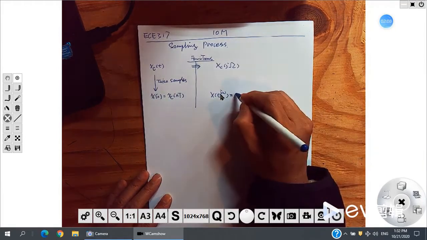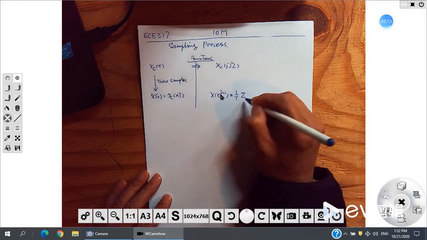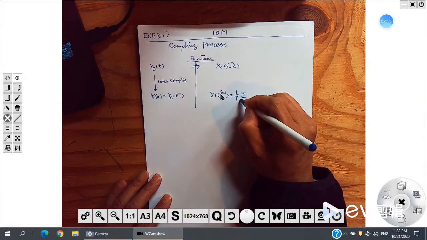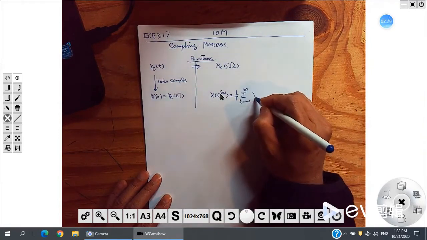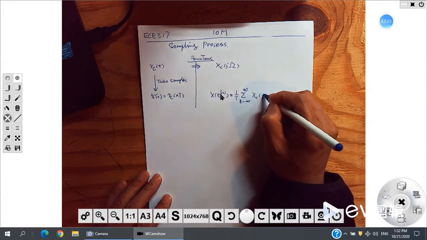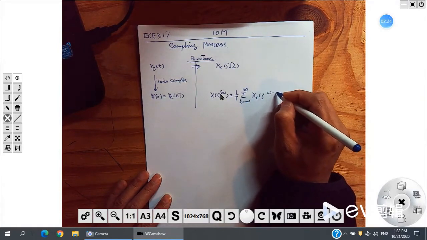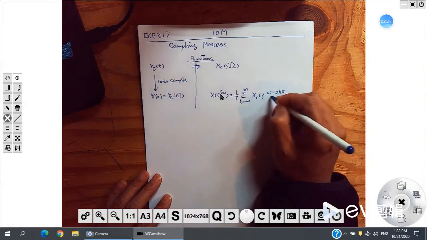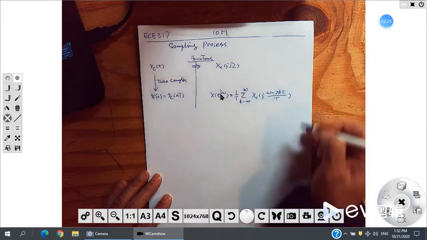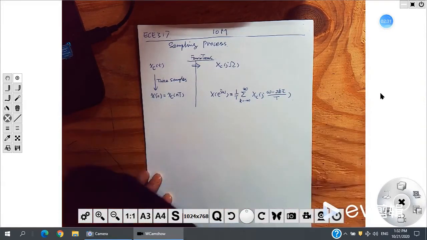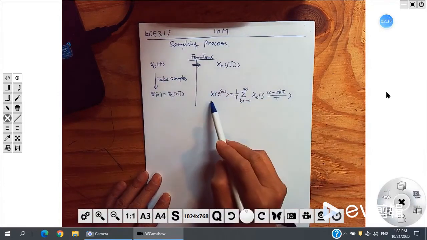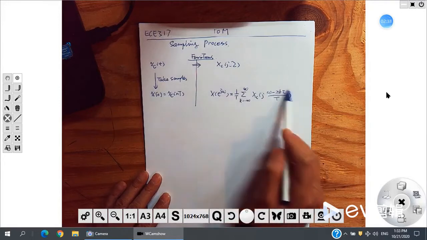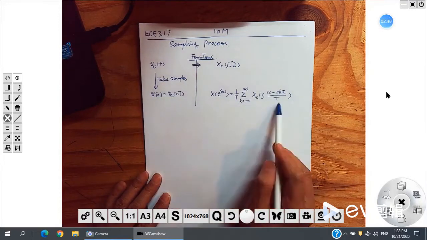And we have a formula. These two are related by this formula: 1/T times the summation for k running from negative to positive infinity of capital XC of j times (lowercase omega minus 2k pi) over T. Now we have this formula. So if we know capital XC, then we can get the Fourier transform of the sampled signal by this formula.